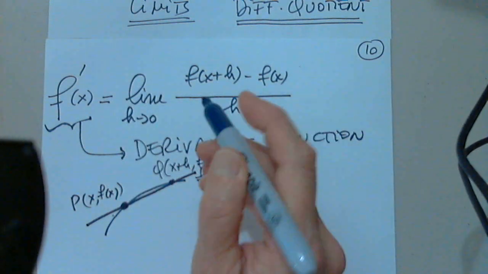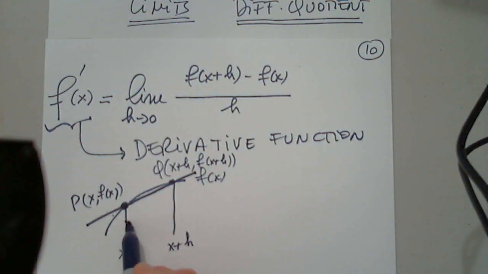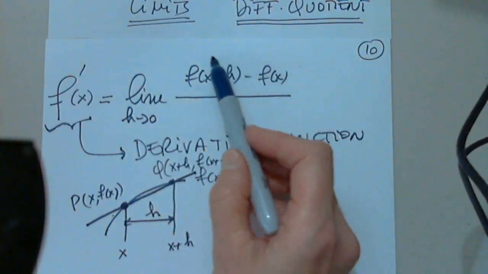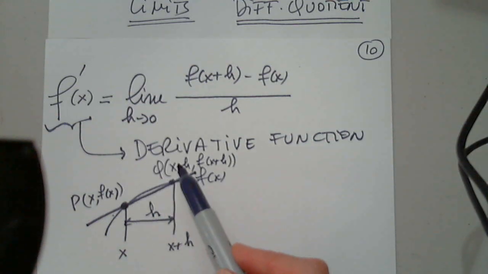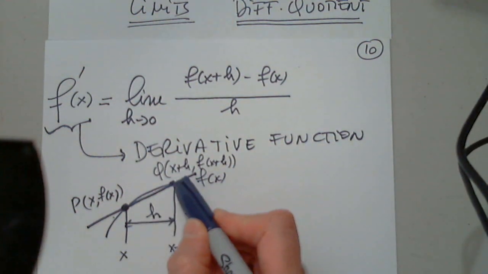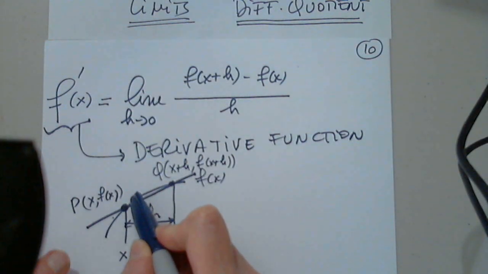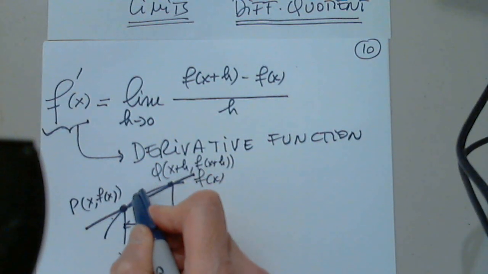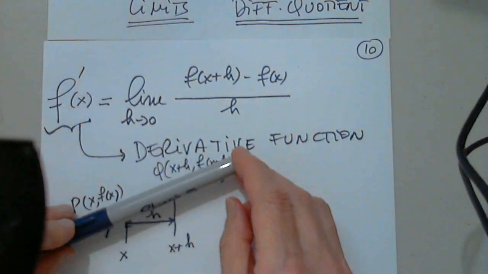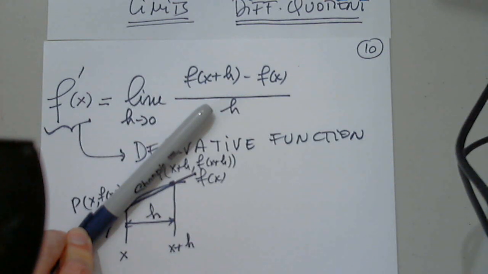This is the difference quotient. But now when we put the limit in front of it, remember this was x, and this is x plus h. What is the distance between x and x plus h? H, of course. So this piece is the slope of this line. But once I put the limit in front of it, and as h approaches zero, it means that Q gets closer, closer, closer, not exactly P ever, because h cannot be zero. What does this line change into? Tangent line. Yes.